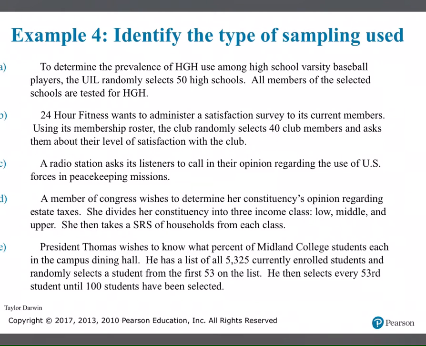So example 4, we're going to be looking into each sampling method, including convenience, and talk about each one. So A says to determine the prevalence of HGC used among high school varsity baseball players, the UIL randomly selects 50 high schools. All members of the selected schools are tested. All members of the selected schools. So it broke them into groups and then chose entire high schools to look at. Because it's choosing entire groups, this is going to be a cluster sample method.